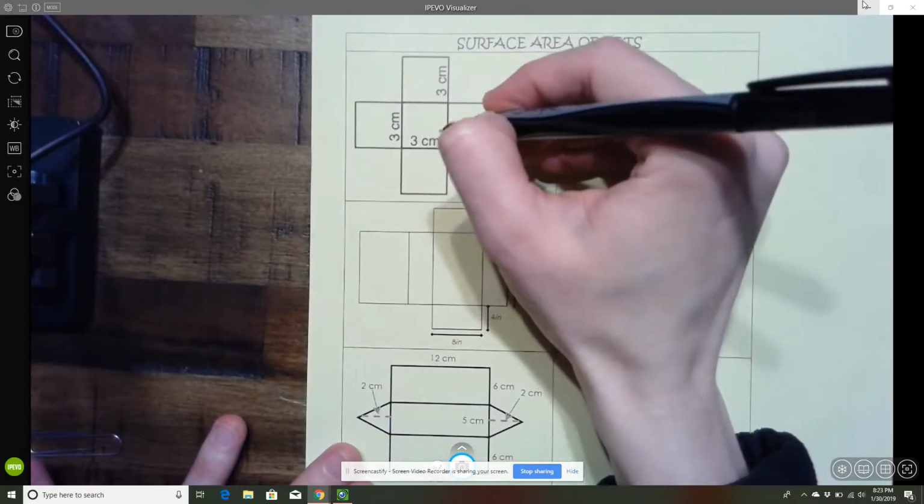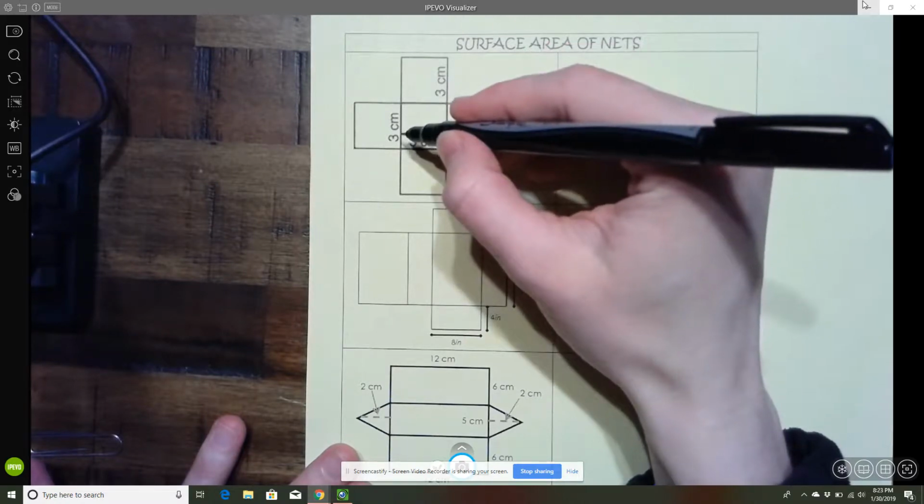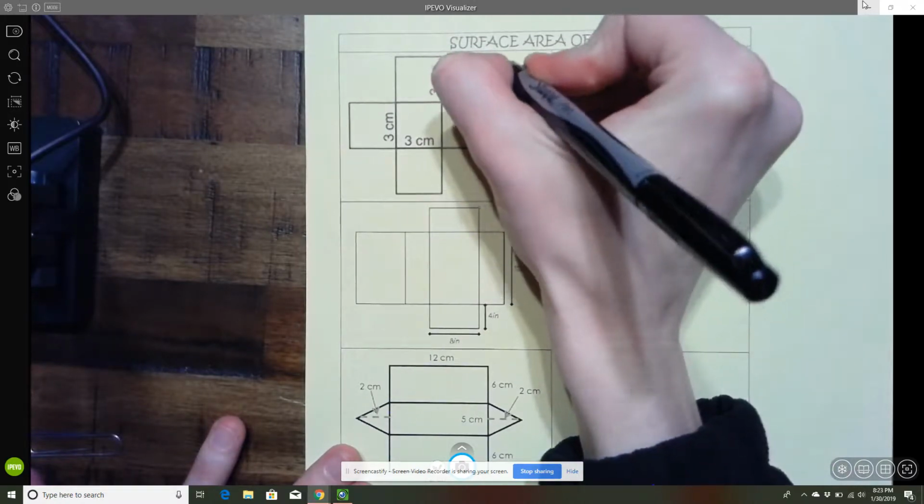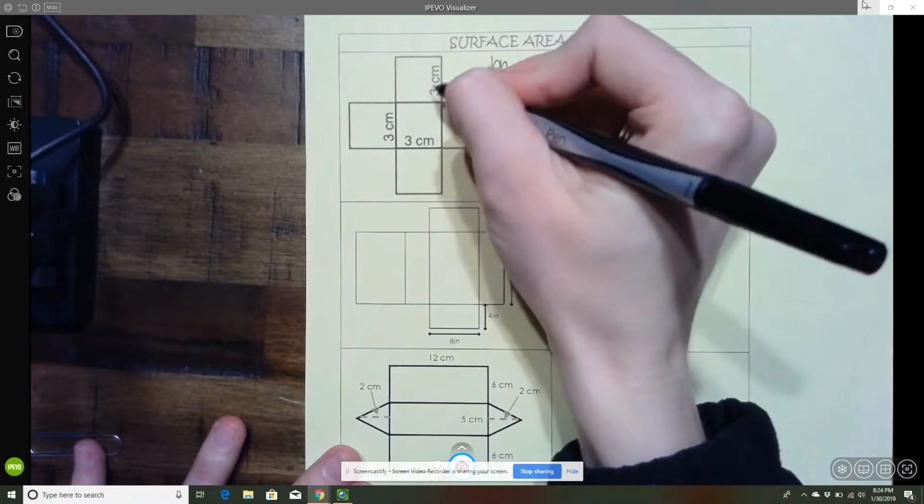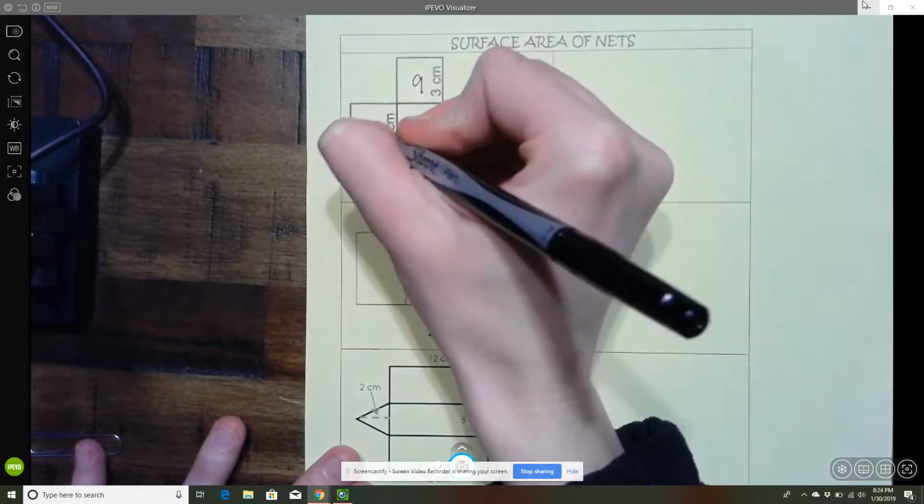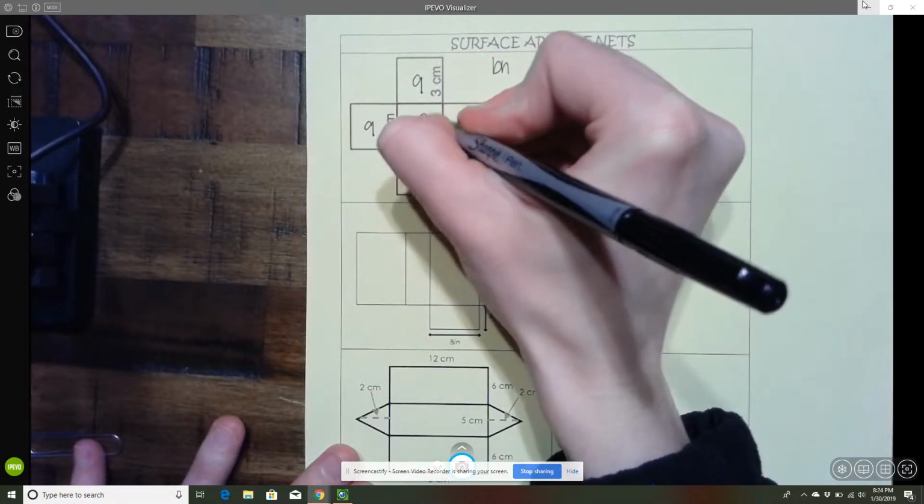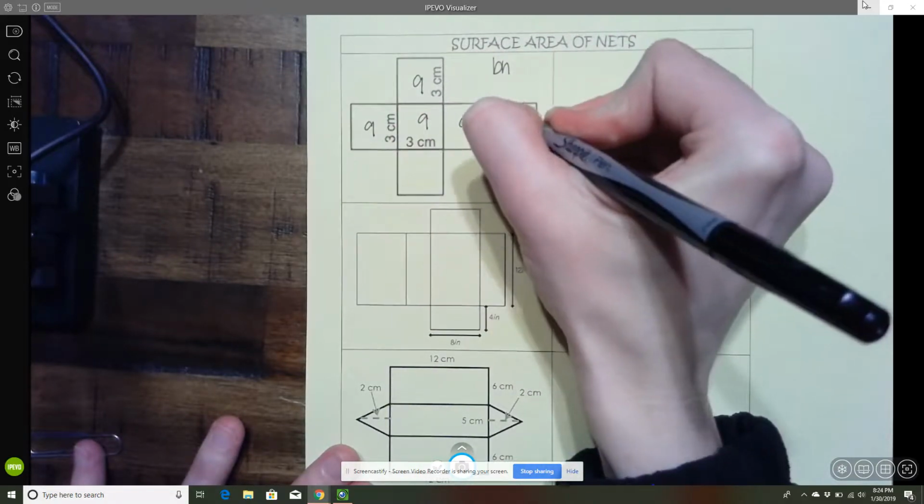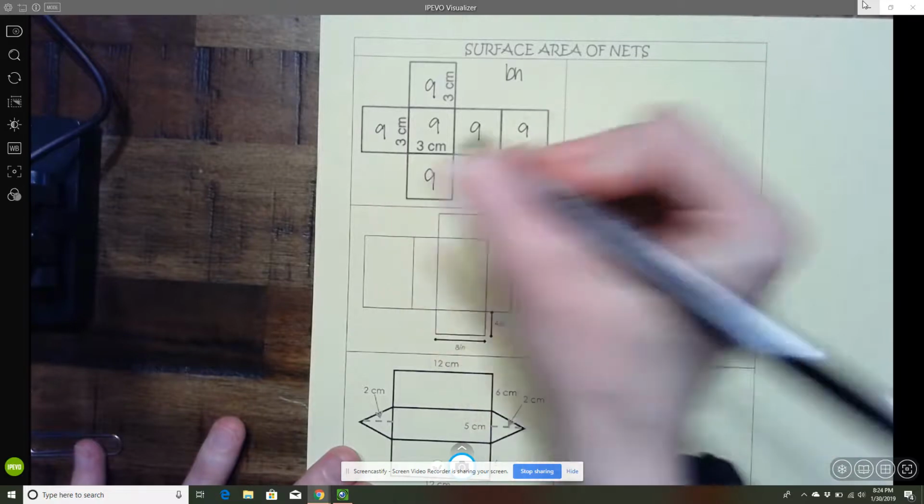And so you can see here that these are all squares. And so the area of a square is just base times height. So 3 times 3 would be 9. So the area of this square would be 9. This square would be 9, this square would be 9, this square would be 9, and this square would be 9.